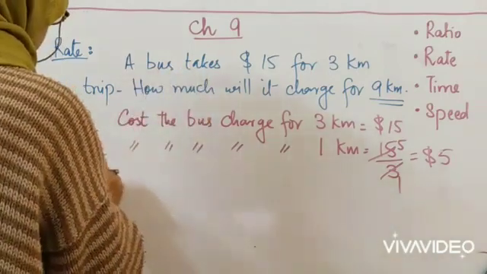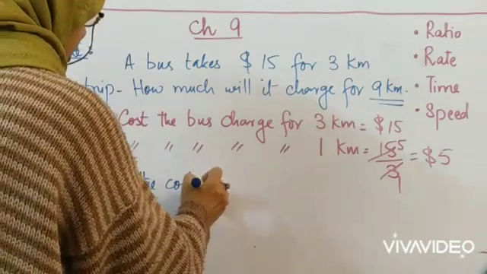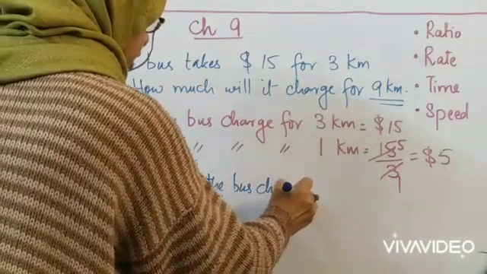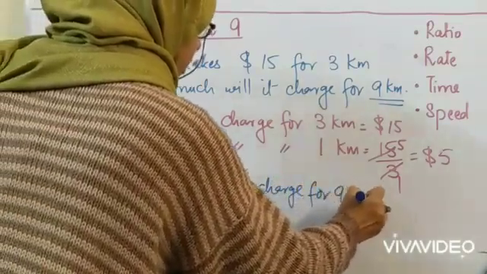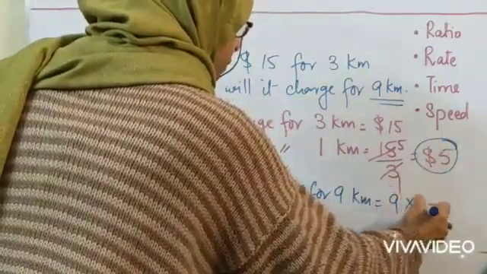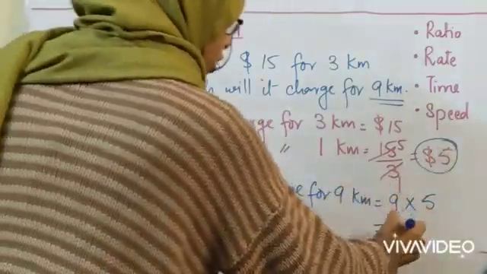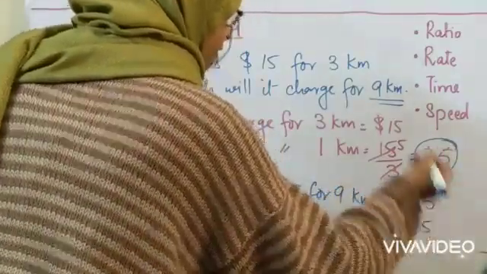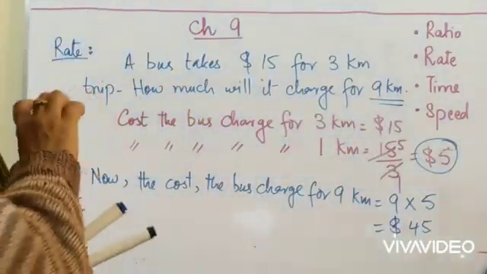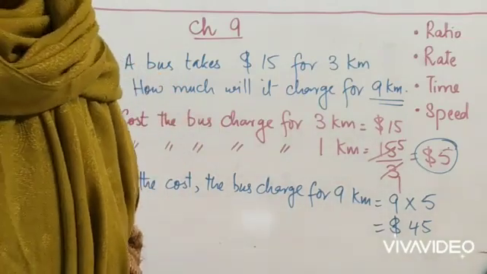So now the cost the bus charges for 9 kilometers is equal to, we have for 1, so 9 multiplied by 5. 9 is the kilometers, 5 is the dollars, so the bus will charge $45 for a trip of 9 kilometers. Clear? I hope it is clear to you.